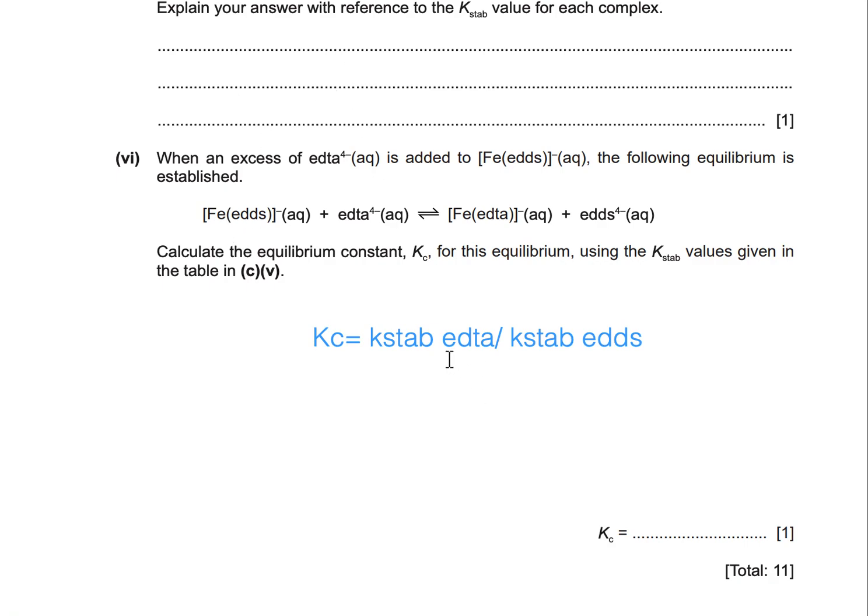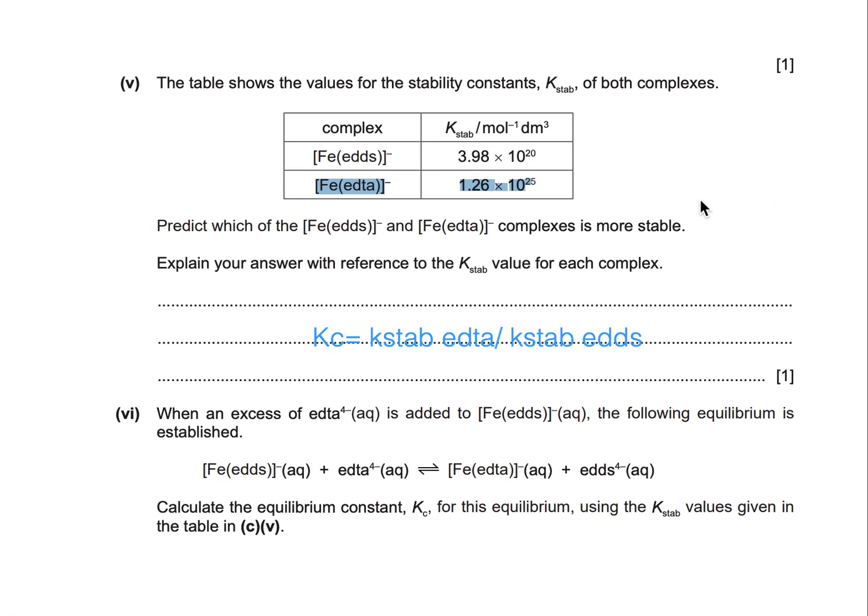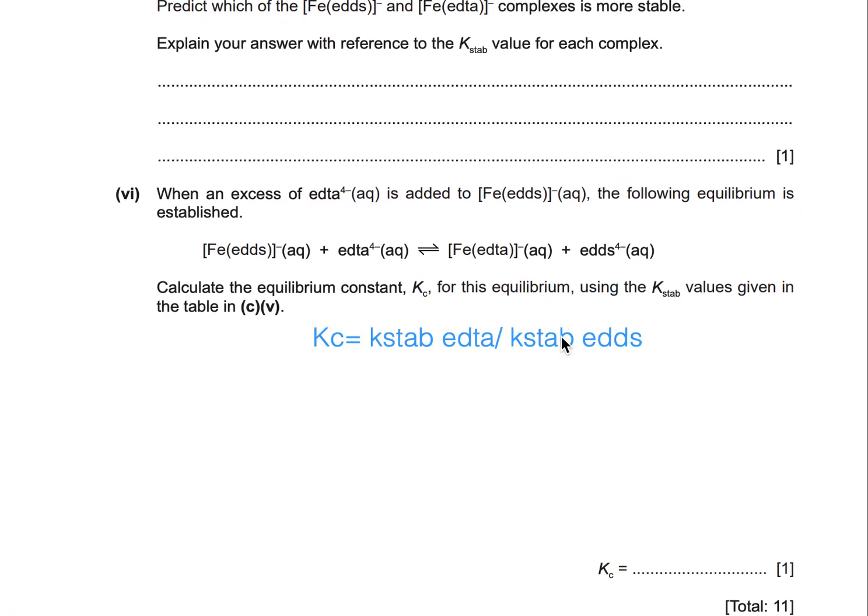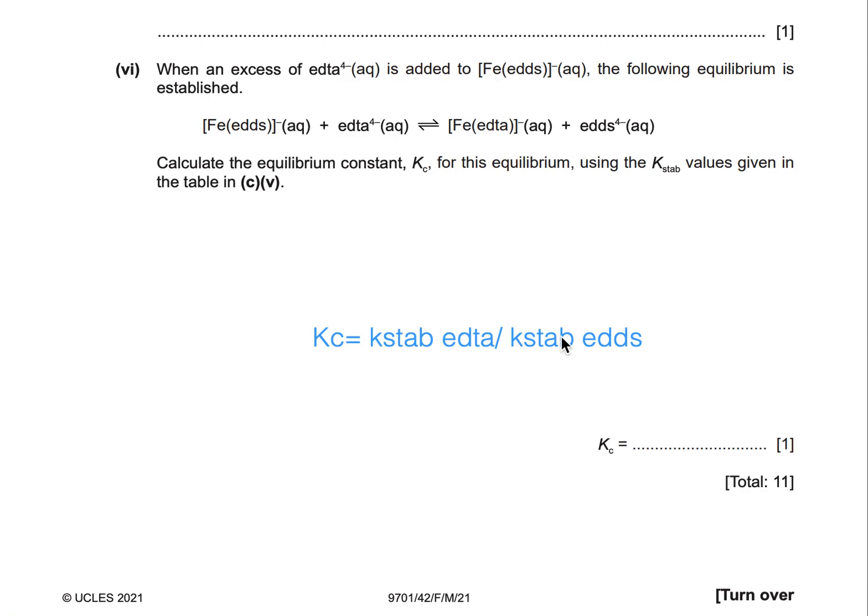Now what's the value for K stab of EDTA? Let me scroll it up. So EDTA is 1.26 times 10 to the power 25, and it should be divided by 3.98 times 10 to the power 20, and whatever answer you get, that would be the answer.